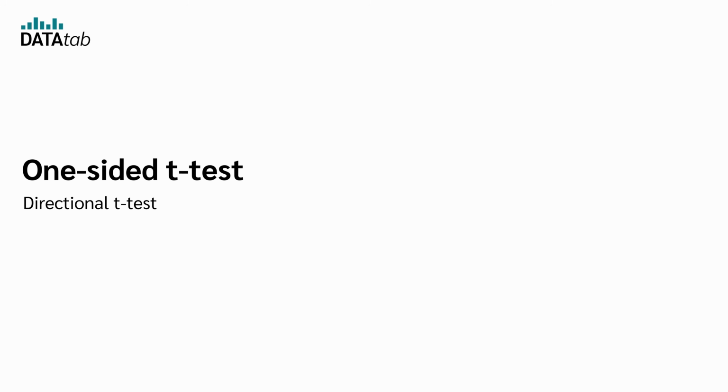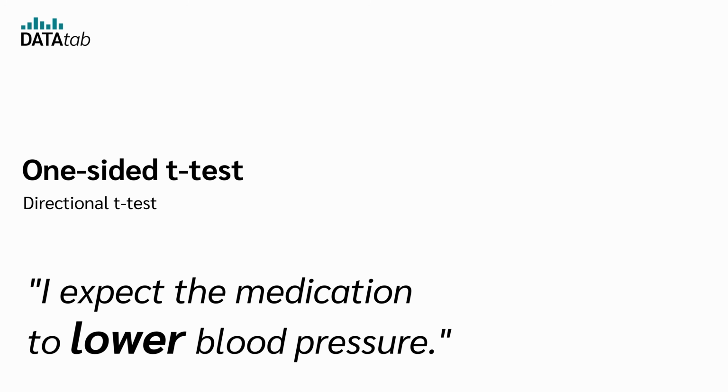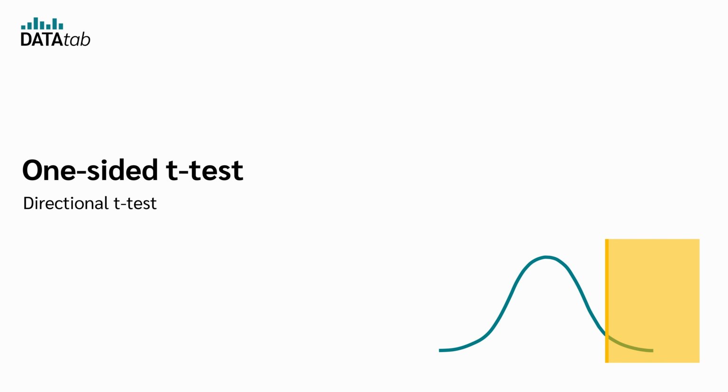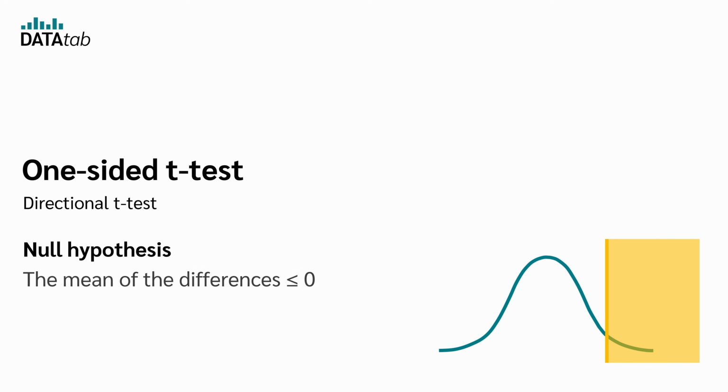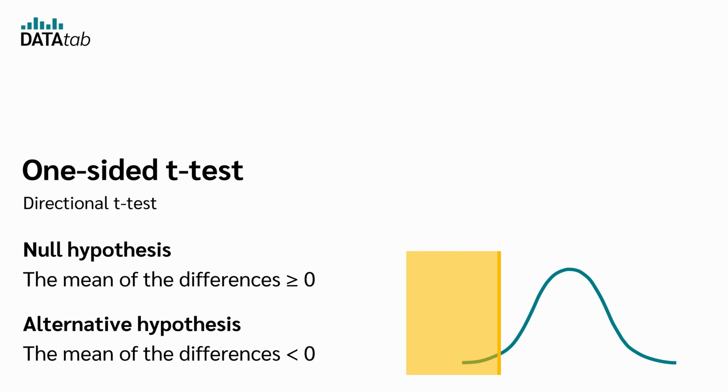But what about the one-sided case? Here you have a concrete expectation of the direction in which something should change. For example, I expect a medication to lower blood pressure. That means the null hypothesis says the mean difference is less than or equal to 0, while the alternative says it's greater than 0. Or the other way around, it just depends on which direction you want to test.